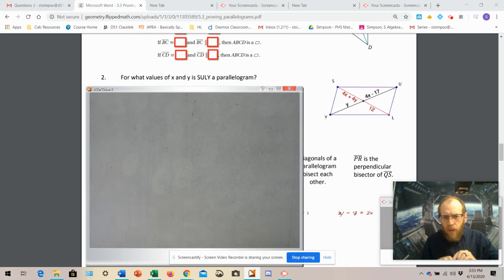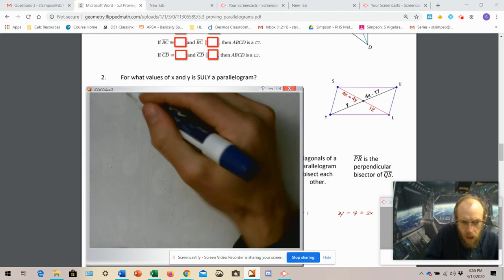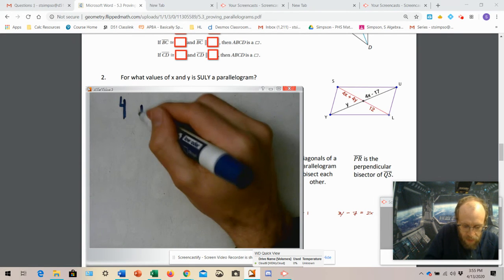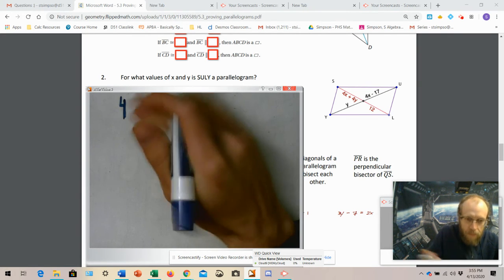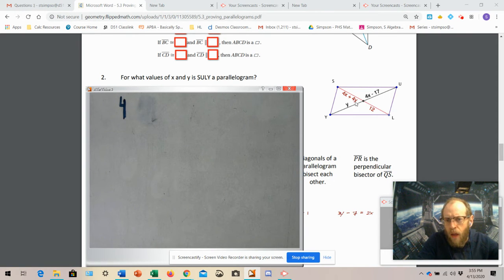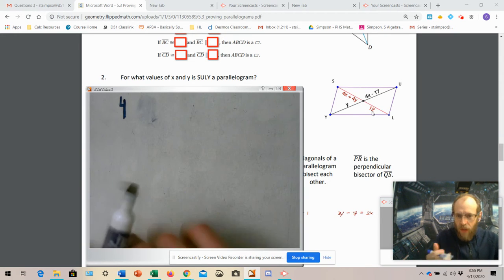Right, let's see what we can figure out on this one. So I like the way that you started this problem, but let me back up to the beginning. So I know that if this is to be a parallelogram, the two halves of the diagonals have to equal each other.